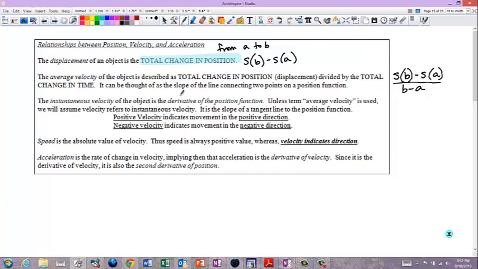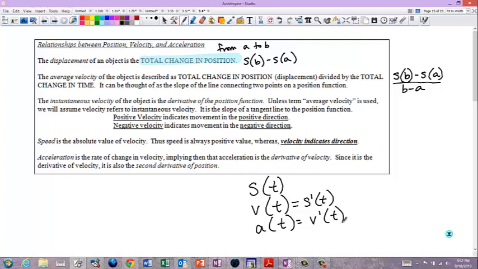The instantaneous velocity of the object is the derivative of the position function. That's a big deal. So if you have position, let's just call it S of t, the derivative of position is velocity. The derivative of velocity is acceleration. So the velocity is the first derivative of position. The acceleration is the first derivative of velocity, or the second derivative of position.